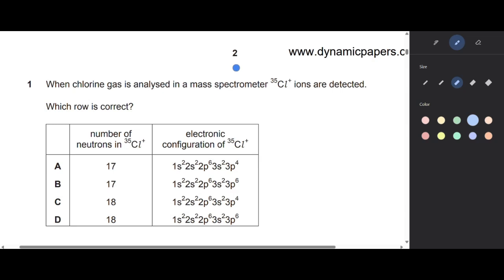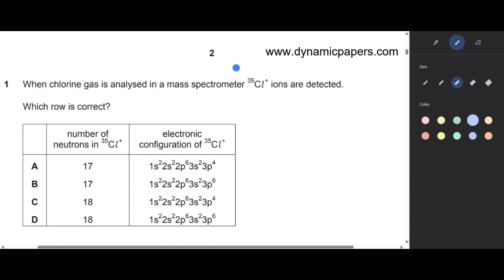My name is Shania, and today I will explain the wrong answers of the chemistry exam. The first question is: when chlorine gas is analyzed in a mass spectrometer, 35Cl+ ions are detected.